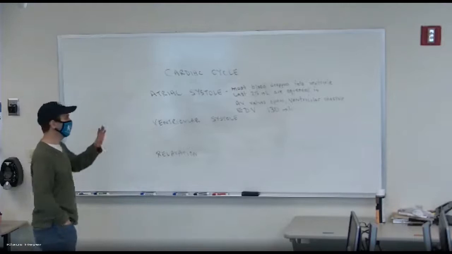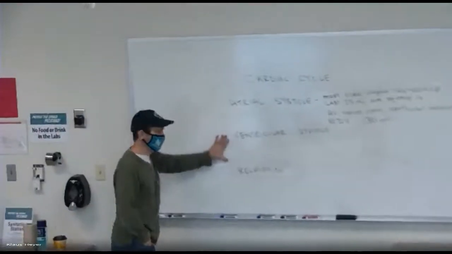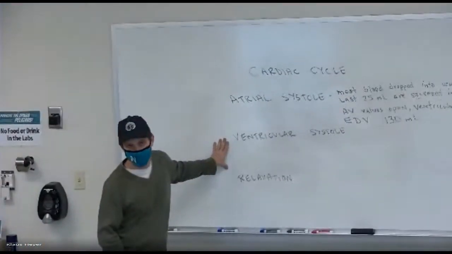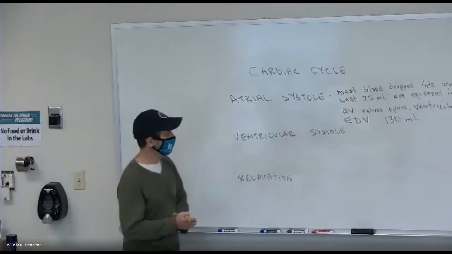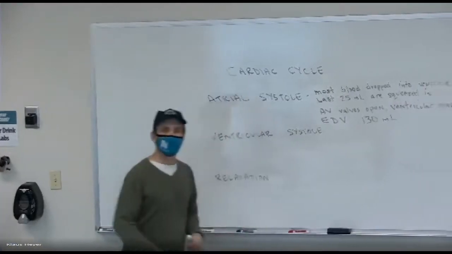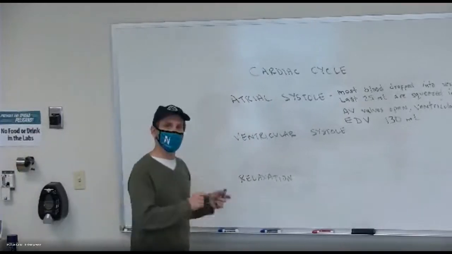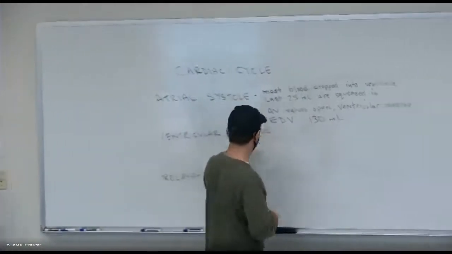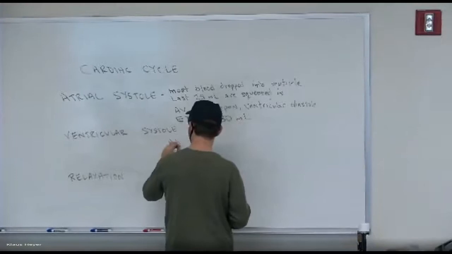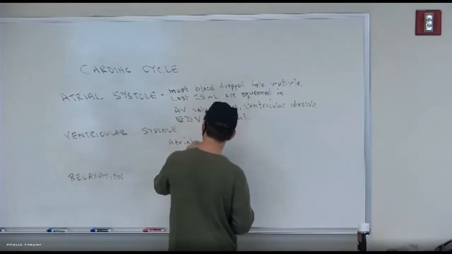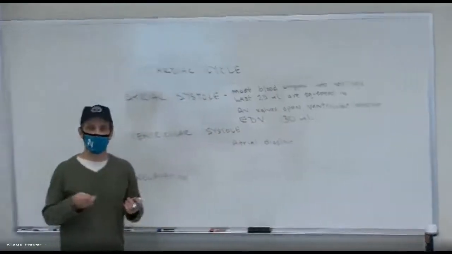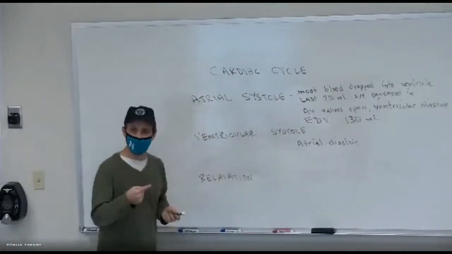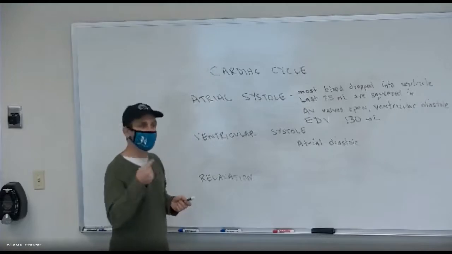Okay, this is atrial systole. What about ventricular systole? Now it's the ventricles' turn to contract. So if the ventricles are contracting, what's happening with the atria? They're relaxed. Yes. What's happening with the AV valves? Closed.